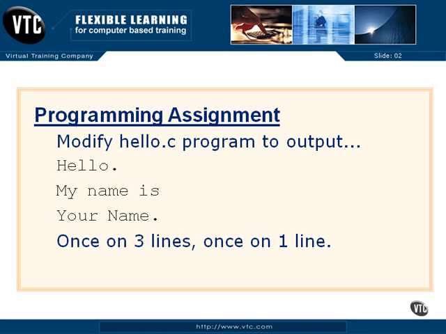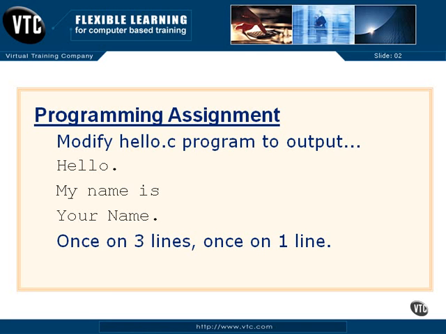Alrighty, here's your first programming assignment coming up. I want you to go into your editor and modify your hello.c program to output "Hello." new line, "My name is" new line, and then put your name in there. You can write your name if you want to, but it's a little more interesting if you get your own name in there. Nothing that we like to see more than our own name up in lights on a screen. And then put a period out at the end of that.